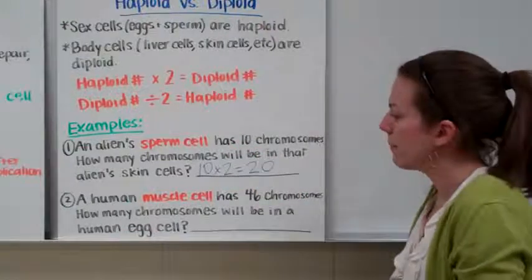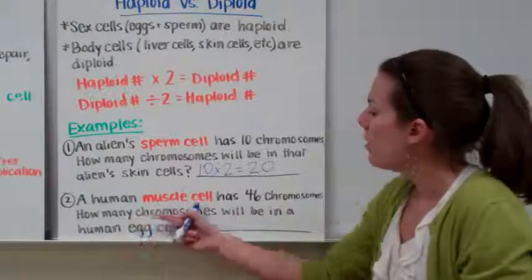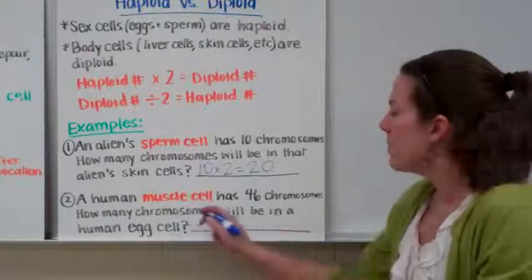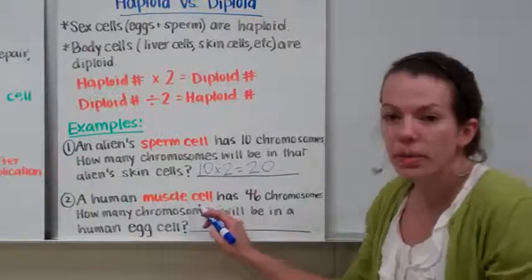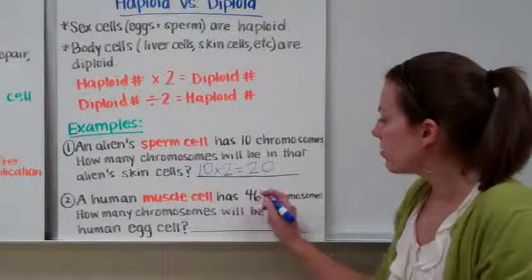Now for our second example. A human muscle cell has 46 chromosomes. How many chromosomes will be in a human egg cell? They gave us a muscle cell. And we know that muscle cells are body cells, and body cells are diploid. And so it has 46 chromosomes.